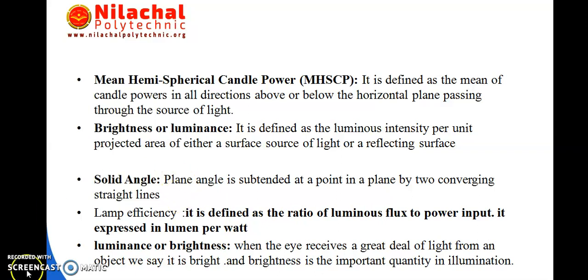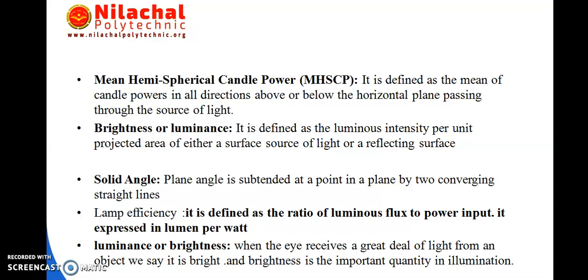So what is the lamp efficiency? It is defined as the ratio of luminous flux to power input. It is expressed in lumen per watt. That means basically we can also say the ratio of luminous flux divided by power input is called your lamp efficiency, and the unit of luminous flux is lumen and the unit of power is watt. So you can express it as lumen per watt. Clear? So what is luminance and brightness?